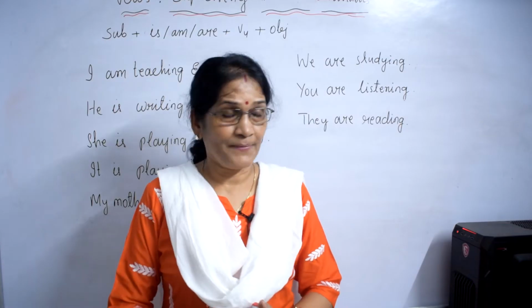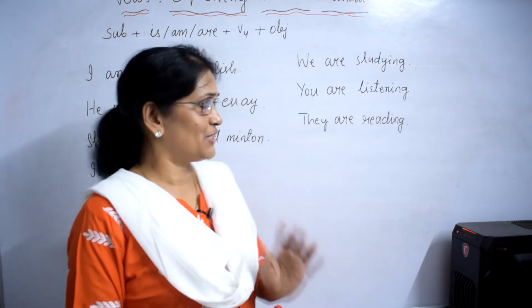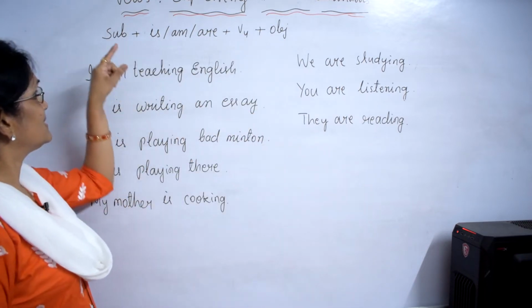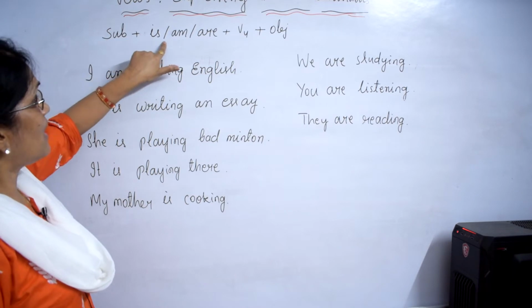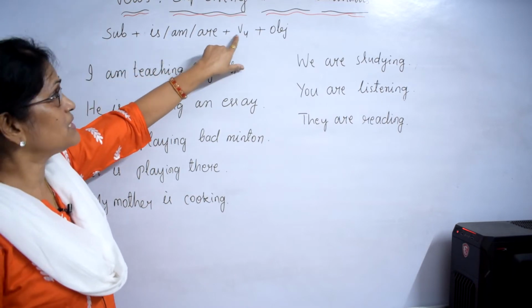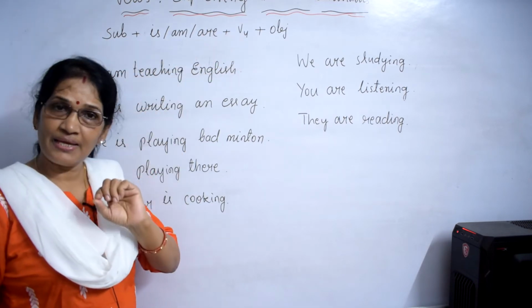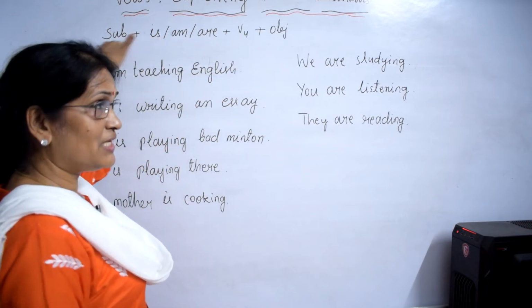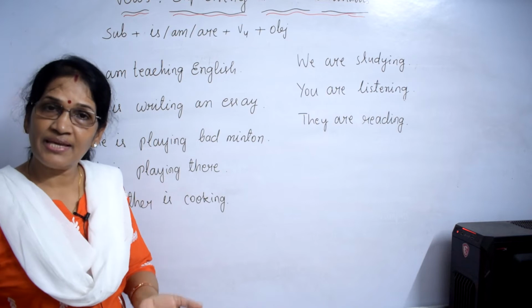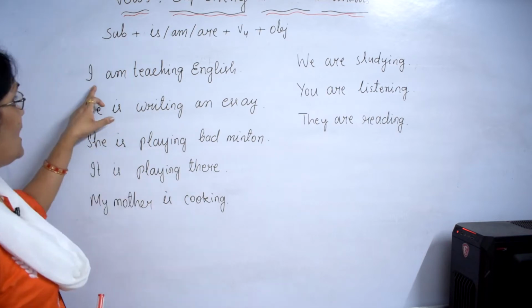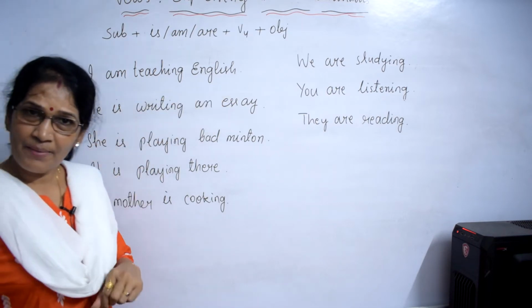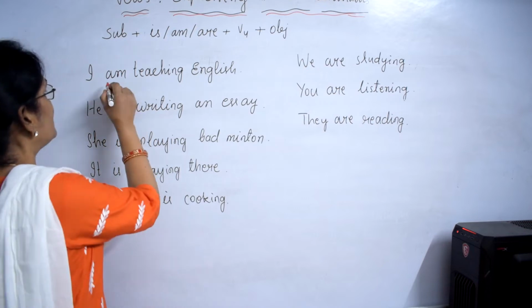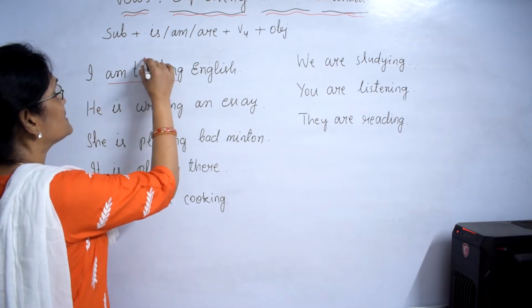At first I will say the structure of present continuous. Structure is subject plus am, is, are plus V4. V4 means the ing form of the verb, plus object. This is the structure. In such a way we say for present continuous. I am teaching English. Now I am teaching. So I am teaching. This is present continuous.